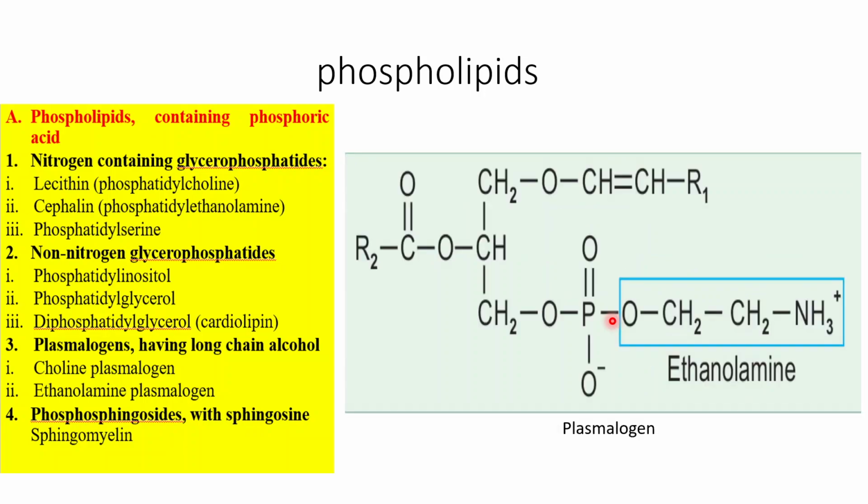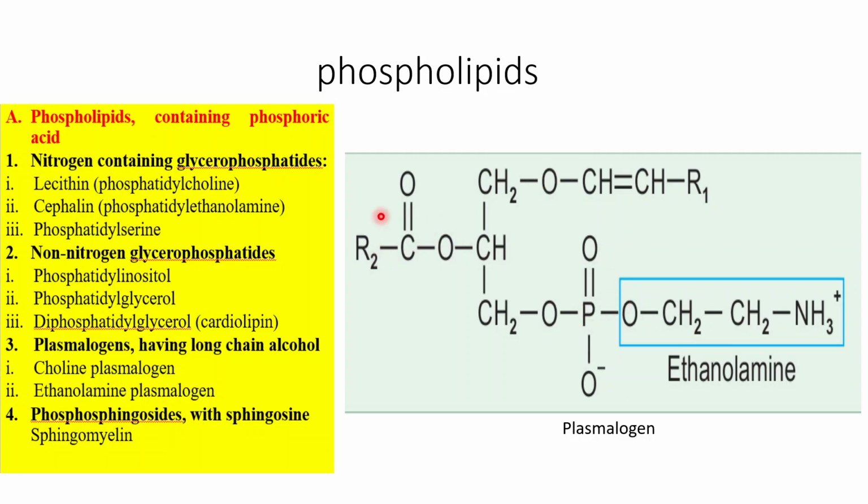Now let us look at plasmalogen. What is plasmalogen? Plasmalogen has a long chain alcohol. This is also a type of glycerol. This is our same old glycerol structure, with the first, second, and third hydroxy groups.